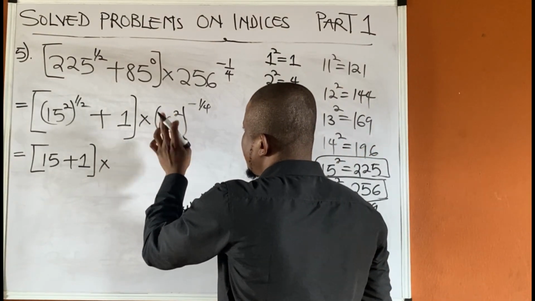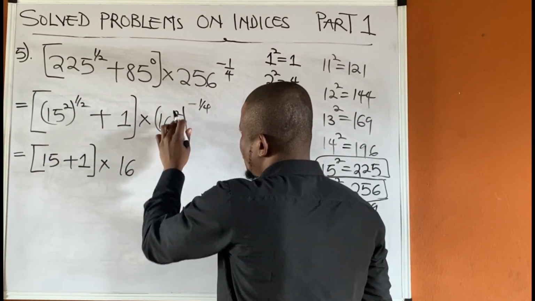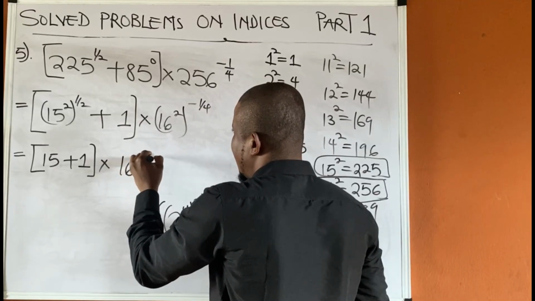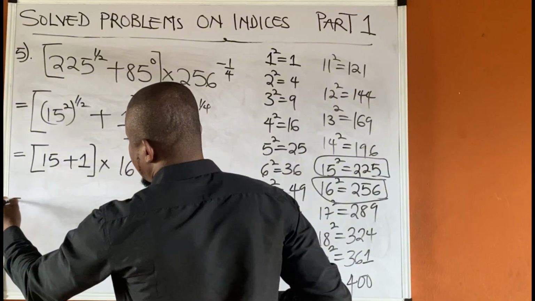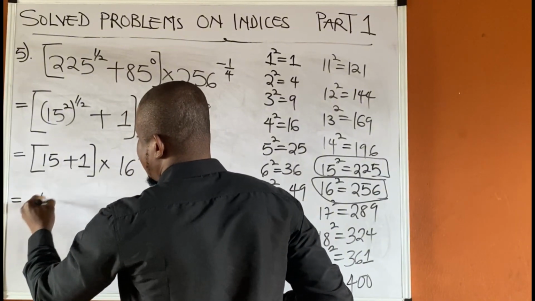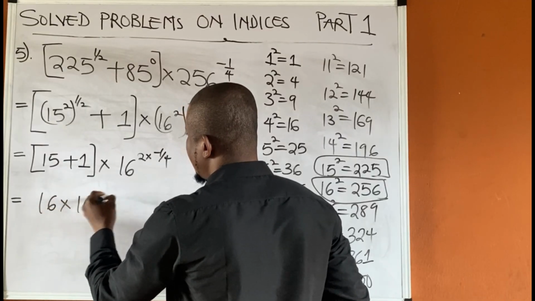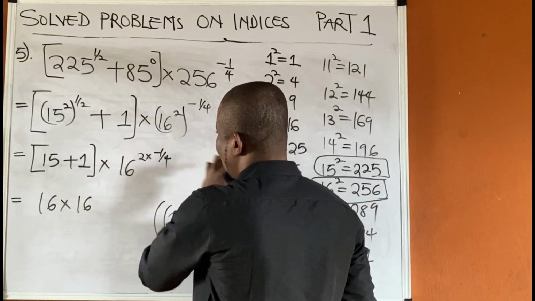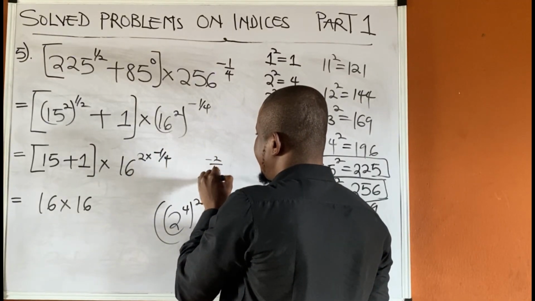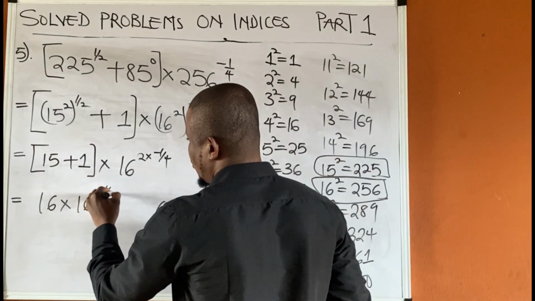This is 16. So let's just take 16. Now 2 times negative 1 over 4. So let the powers just multiply. This is 2 times negative 1 over 4. And this gives us here, we have 16 here because 15 plus 1 is 16, times 16 to the power 2 times negative 1 over 4. 2 times negative 1 is negative 2, divided by 4 is negative 1 upon 2. So we have a negative 1 upon 2.